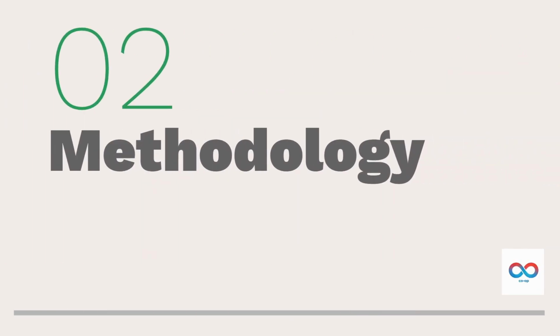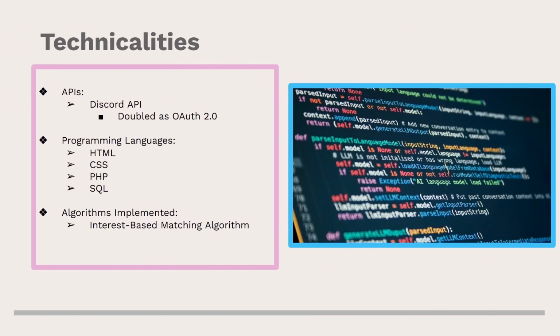So, onto our methodology. For third-party integration, we used the Discord API, which also served as our OAuth 2.0 authentication system. This helped us easily and securely onboard users by letting them log in with their Discord accounts.